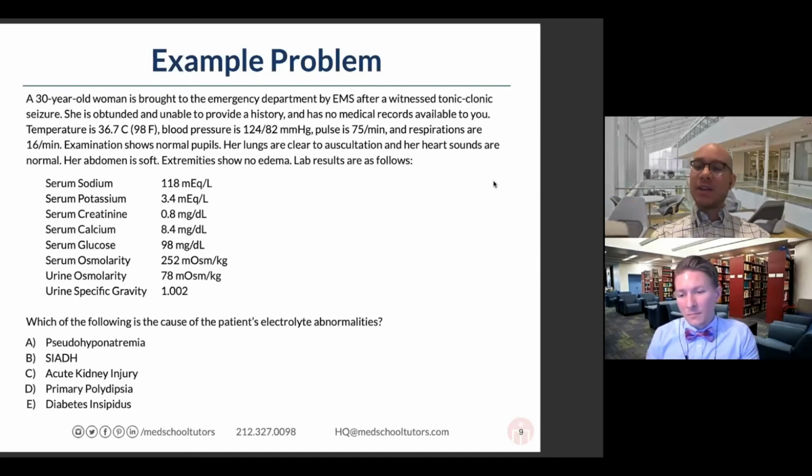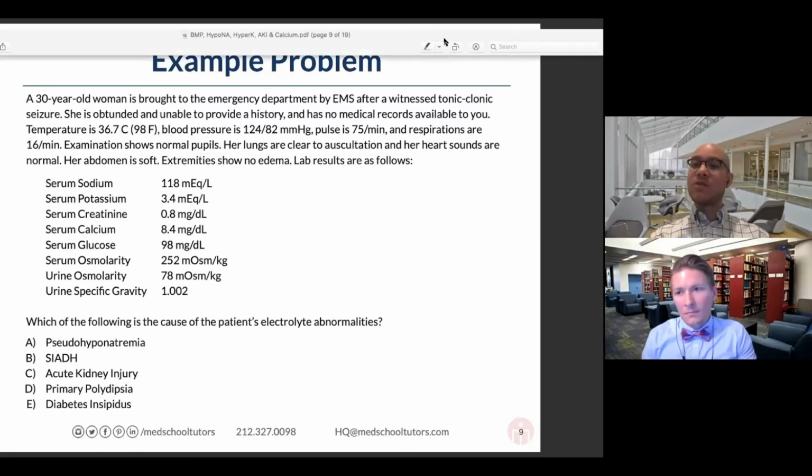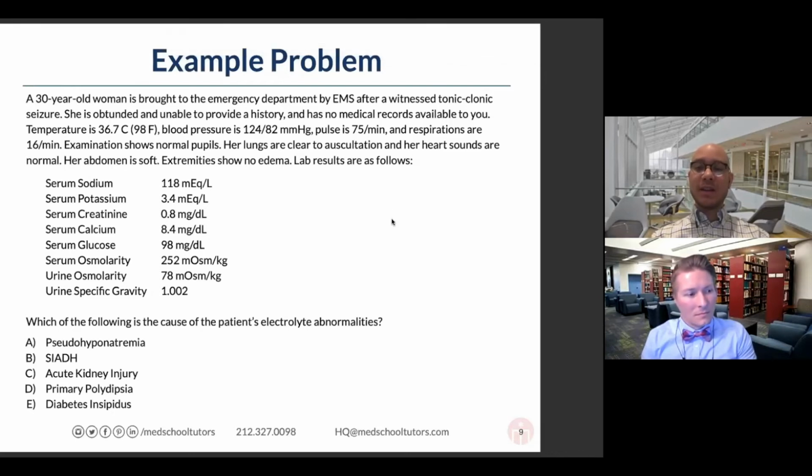And so now we get to the question, which is a diagnosis question. What is the most likely cause of this patient's electrolyte abnormalities? So I'm going to open up the chat and I invite you all to put in the chat A, B, C, D, or E. What do you suspect is happening in this patient?